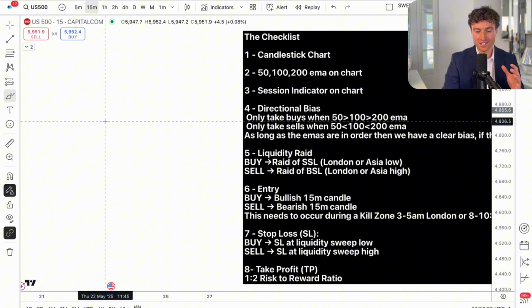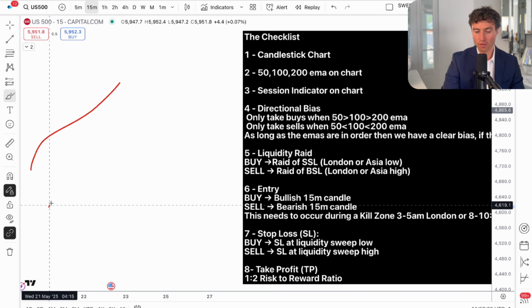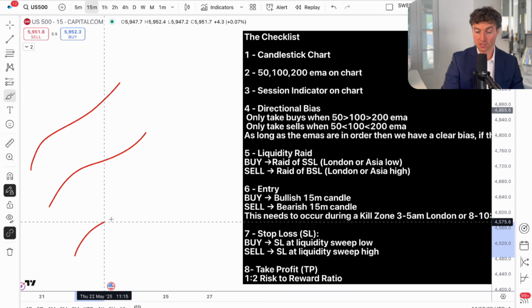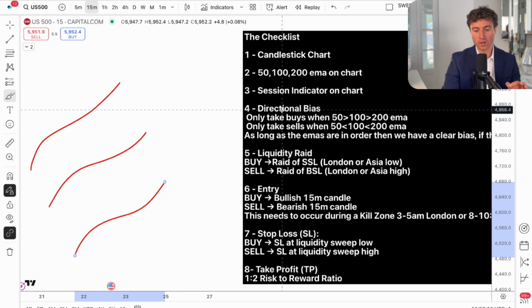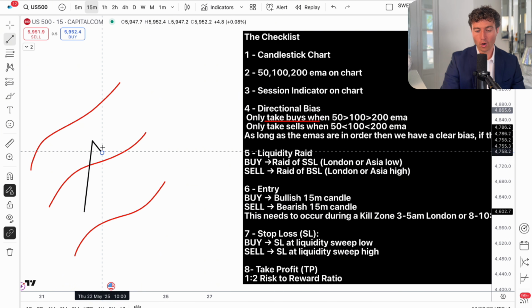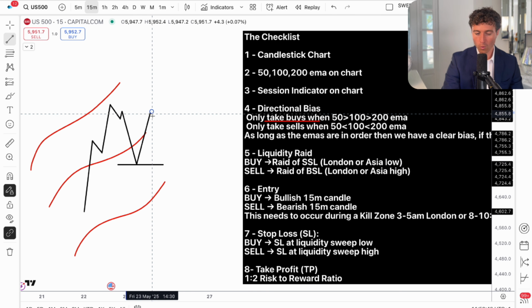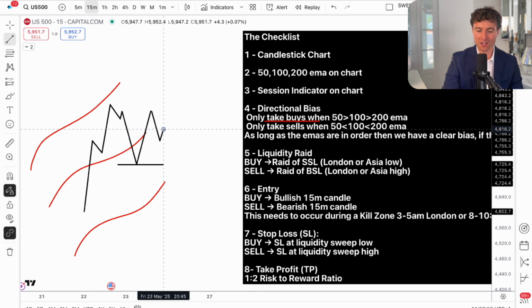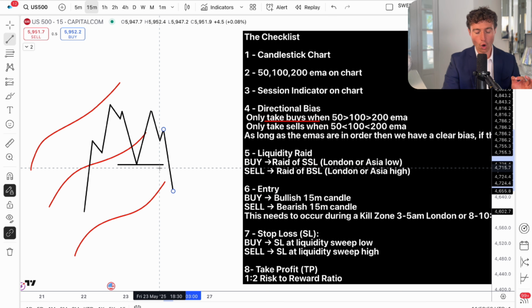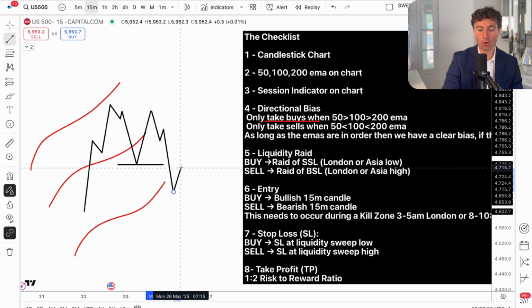So now let's summarize a long example in the market. Let's say that this is the 50 EMA, this is the 100 EMA, and this is the 200 EMA. Then we would only be looking at taking buy positions in this market. So let's say that we are bullish in this market, and let's say this is the Asia or London session low right here. Then what we're looking for is a raid of sell side liquidity below the London or Asia session low, and then we're waiting for a 15-minute bullish confirmation.